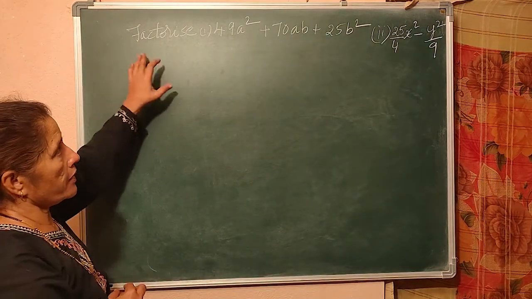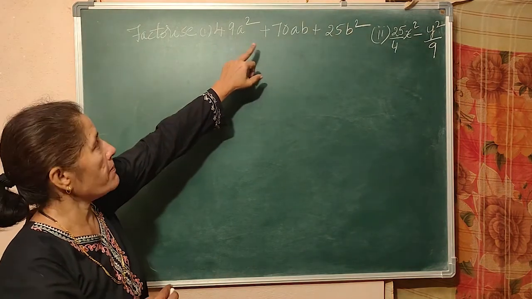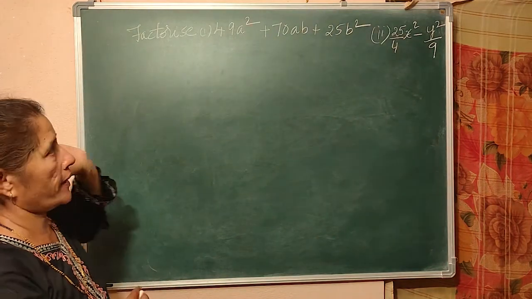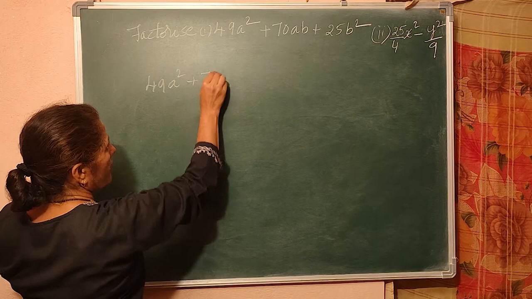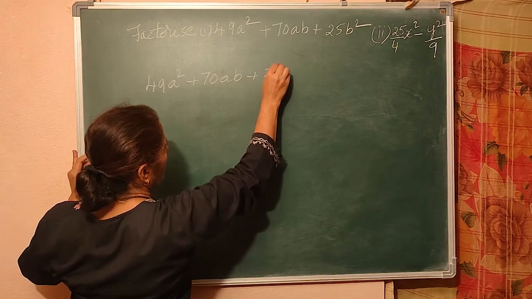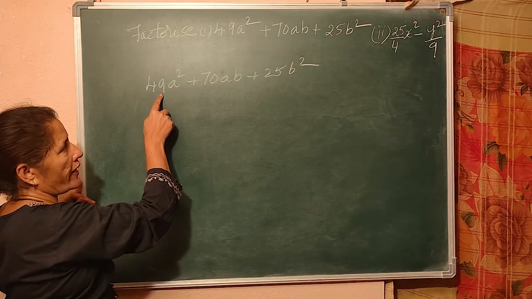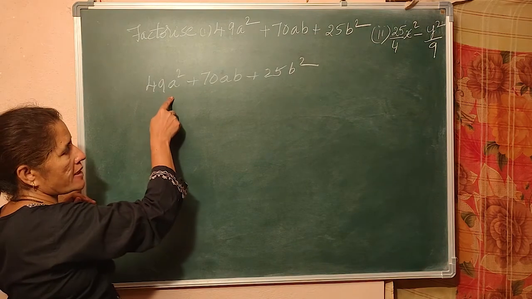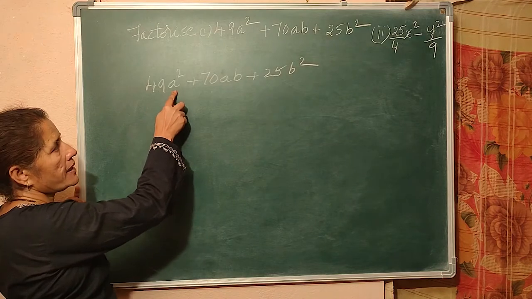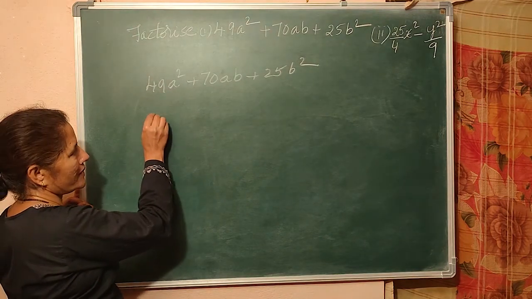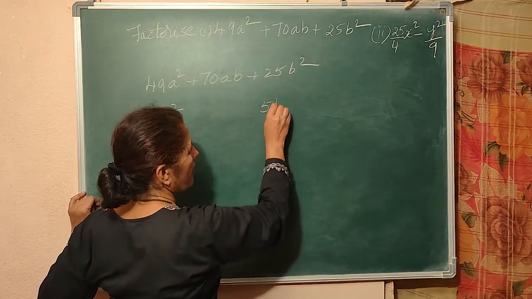Now listen. My next question is factorize 49a² + 70ab + 25b². So 49a² plus 70ab plus 25b². Look at this. 49 is also a square number. 49a² is a square number. 25b² is also a square number. What is 49a²? (7a) the whole square. Right? (7a) the whole square. This is (5b) the whole square.